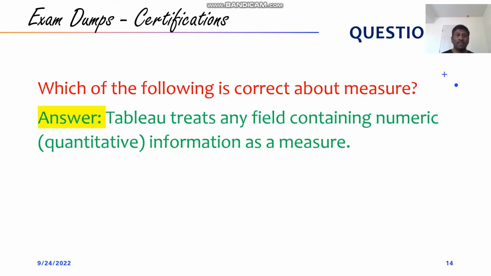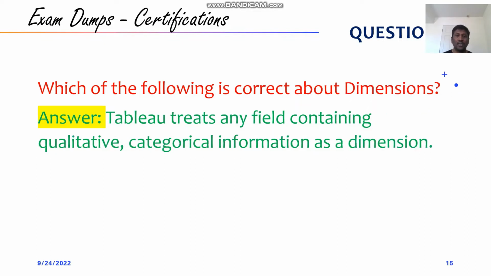Next question: which of the following is correct about measures in Tableau? Answer: Tableau treats any field containing numeric or quantitative information as a measure. By default it will take it that way. Next, what is a dimension? A field containing qualitative information is called a dimension, and Tableau automatically treats that as a dimension field by default.